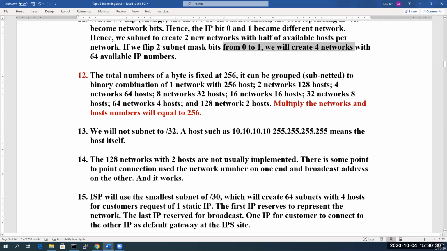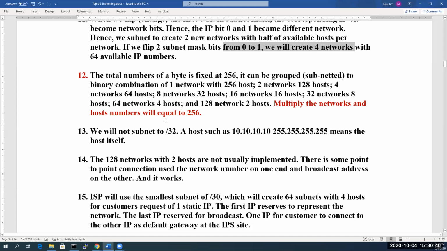No, we already discussed that. And if you multiply the new network number created with the host available per network, it has to equal 256. Then you do that, right?